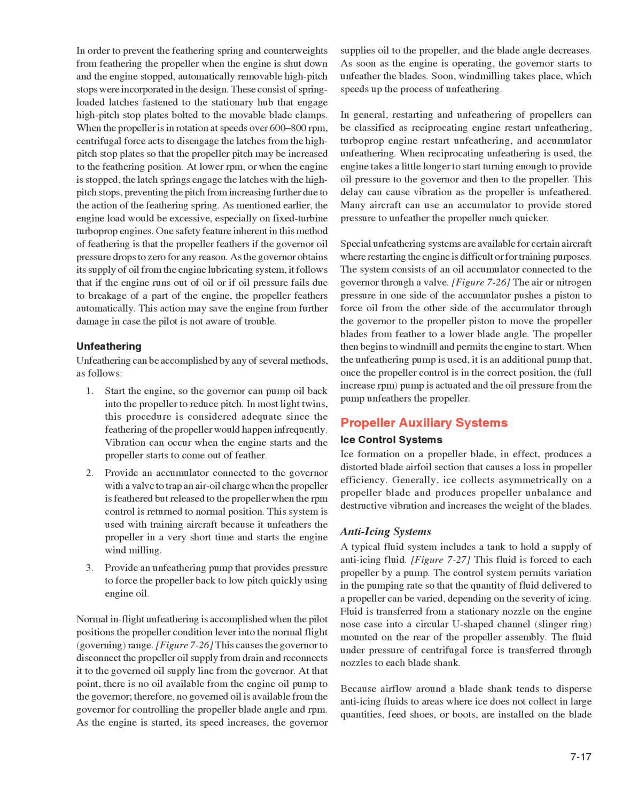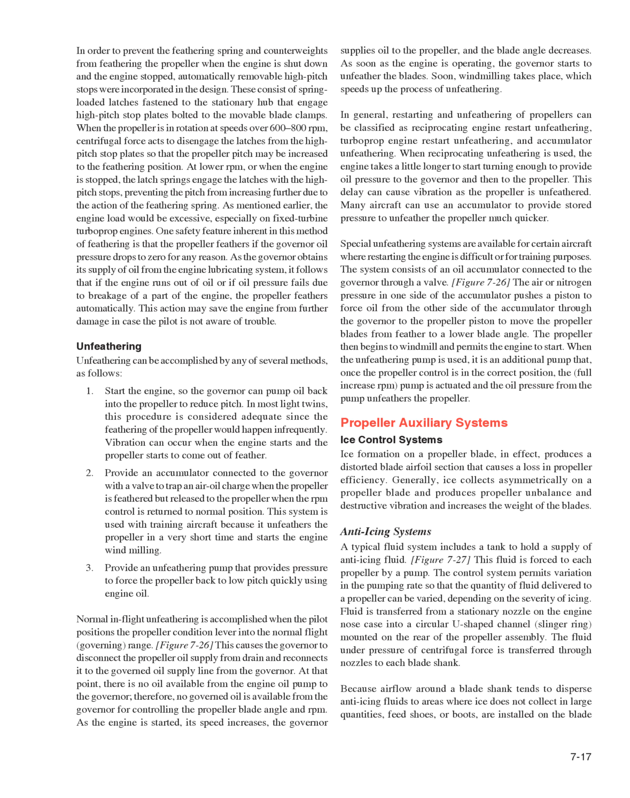At lower RPM, or when the engine is stopped, the latch springs engage the latches with the high-pitch stops, preventing the pitch from increasing further due to the action of the feathering spring. As mentioned earlier, the engine load would be excessive, especially on fixed-turbine turboprop engines. One safety feature inherent in this method of feathering is that the propeller feathers if the governor oil pressure drops to zero for any reason.